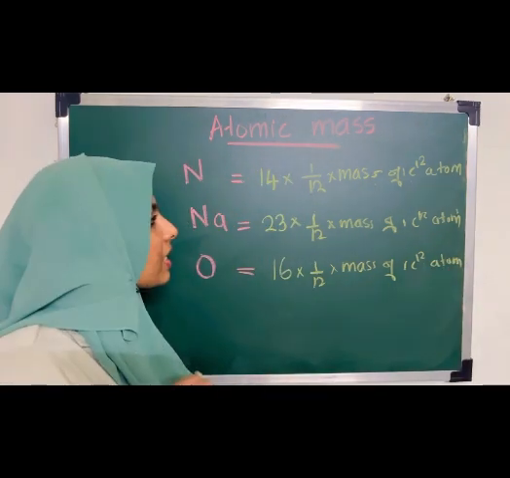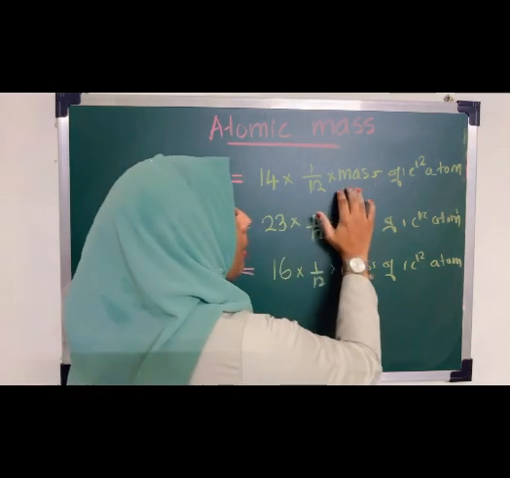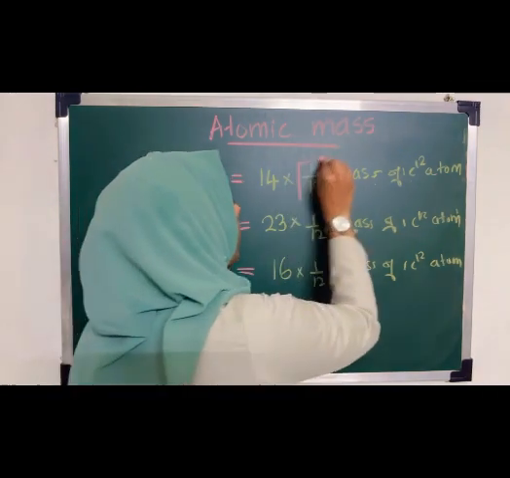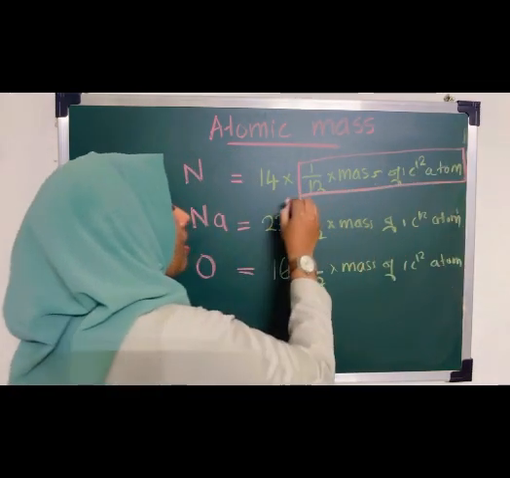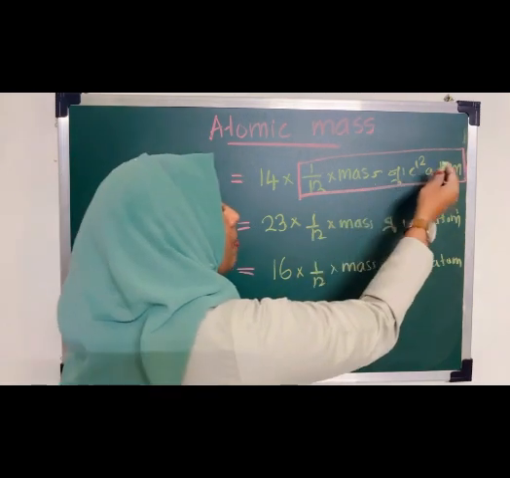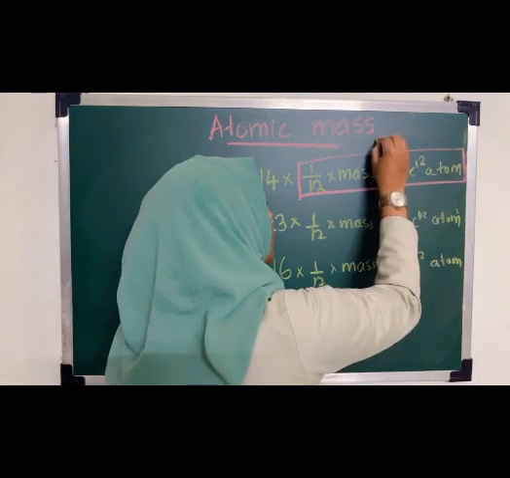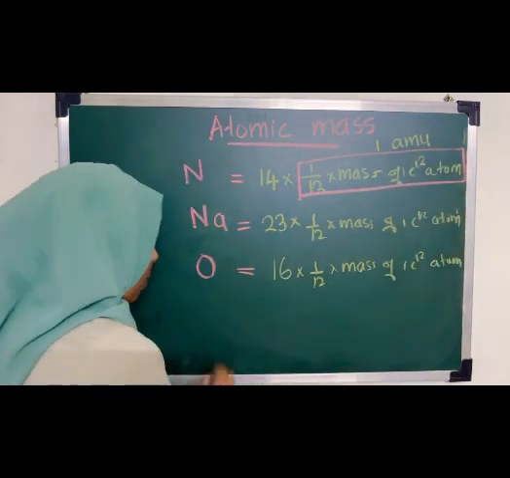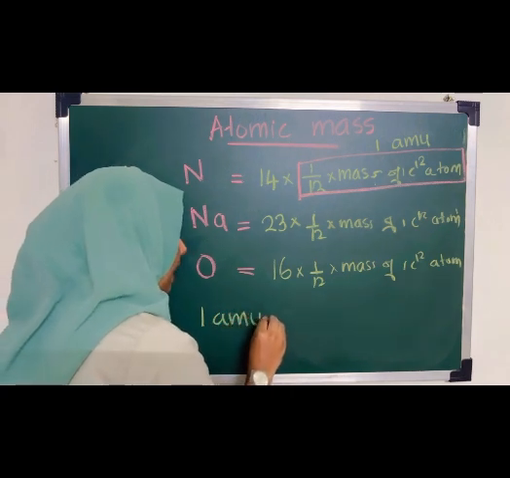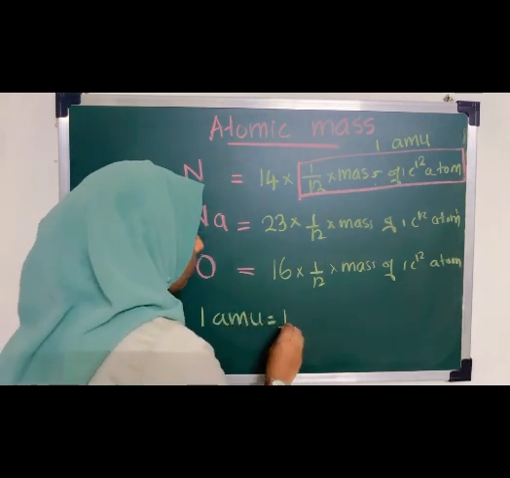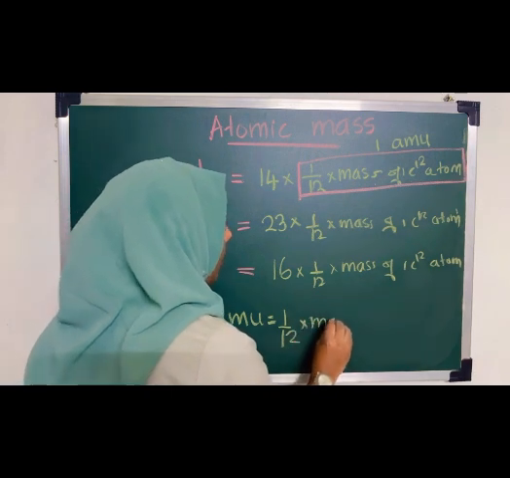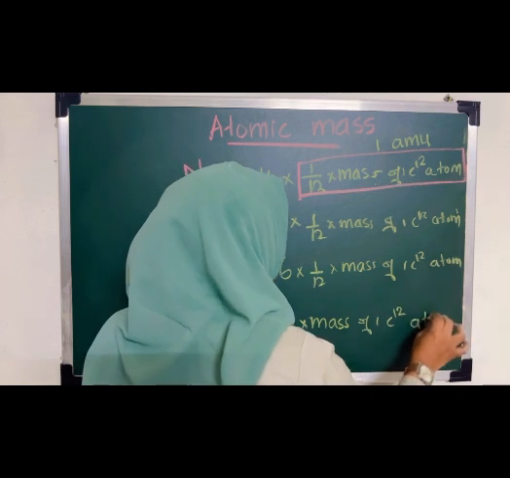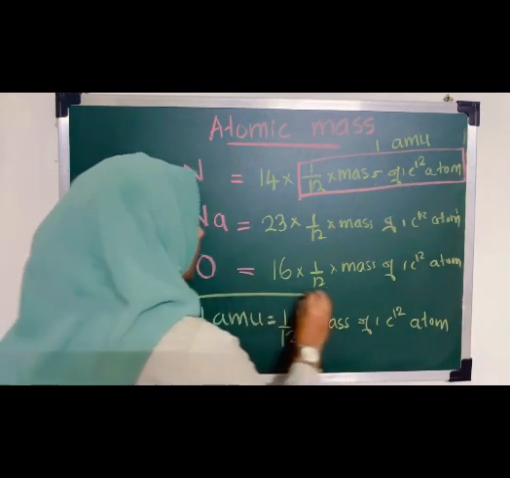So, see children, every time I want to write 1/12 of the mass of one carbon 12 atom like that. So, what I did, this 1/12 of the mass of one carbon 12 atom, I called it 1 atomic mass unit. That means 1 atomic mass unit, 1 AMU, is equal to 1/12 of the mass of one carbon 12 atom. This you always have to keep in mind.